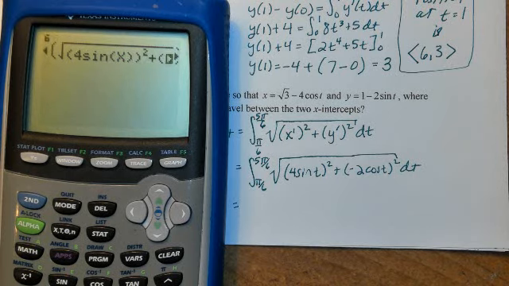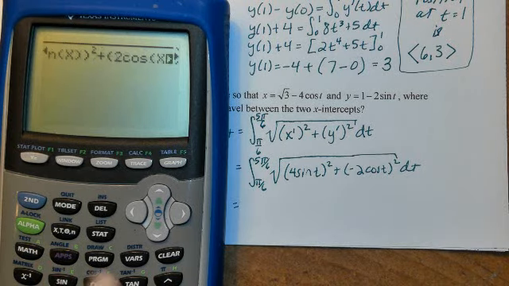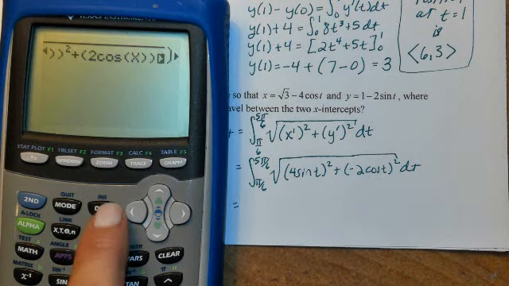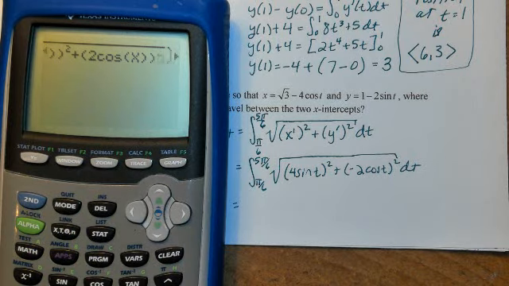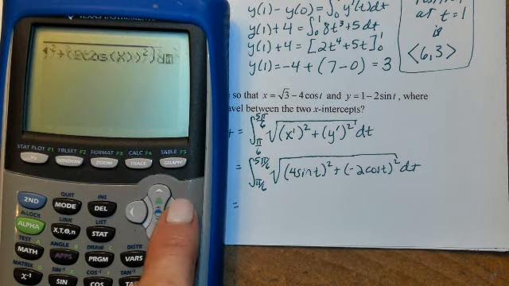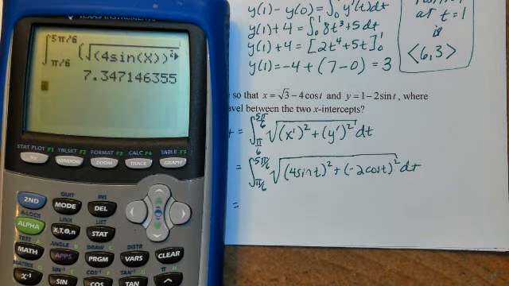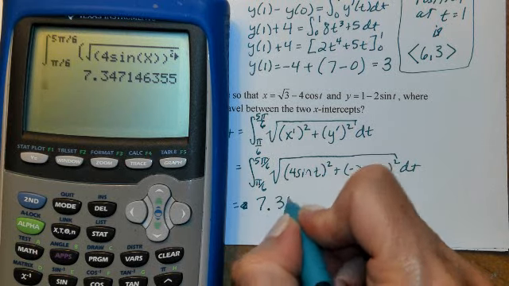Plus, parentheses, I don't really need that negative because I'm squaring, right? 2 cosine t, close the parentheses on the t, close the parentheses on the 2 cosine x, and then square. Dx. So we got 7.347.